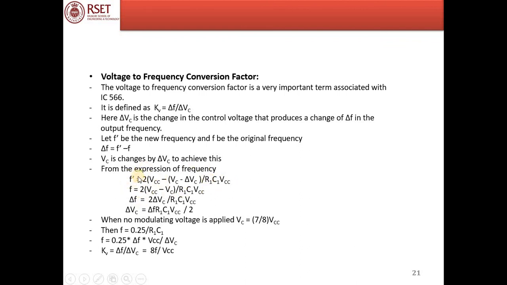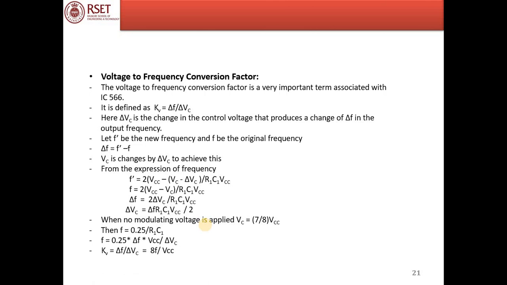So we are just subtracting F dash minus F to obtain delta F. Delta F is equal to 2 into delta VC by R1 C1 VCC. And from this we are trying to find out delta VC. Delta VC equal to delta F into R1 C1 VCC by 2.